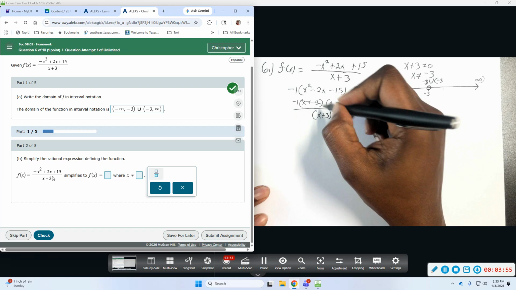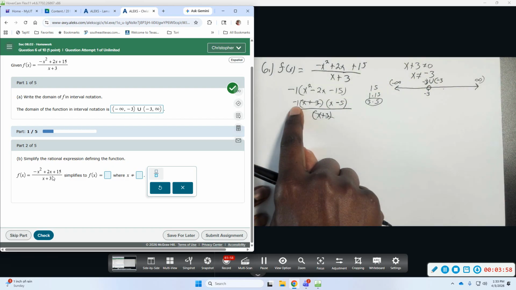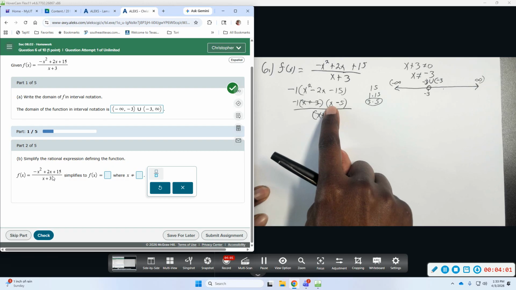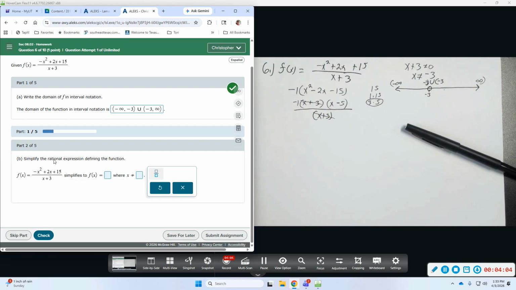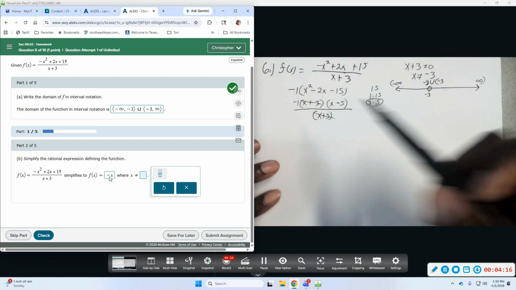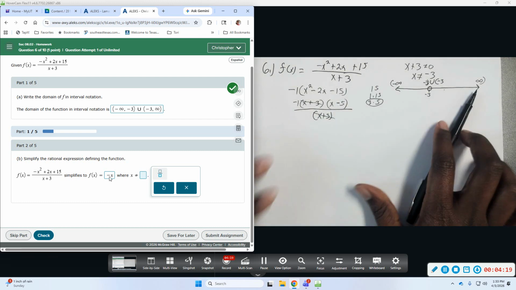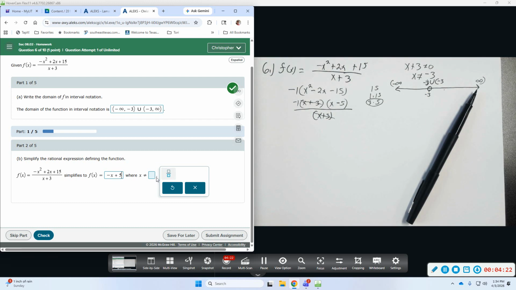So the x plus 3 would divide out, leaving me with a negative x minus 5 quantity. So we will say f of x simplifies to negative x plus 5. I have to distribute the negative, so that would be a plus 5. And then we still have to remember x cannot be -3, okay, from our previous step. So that's what this is saying, -3. Even though it canceled out, you still got to remember that x cannot be equal to that number.